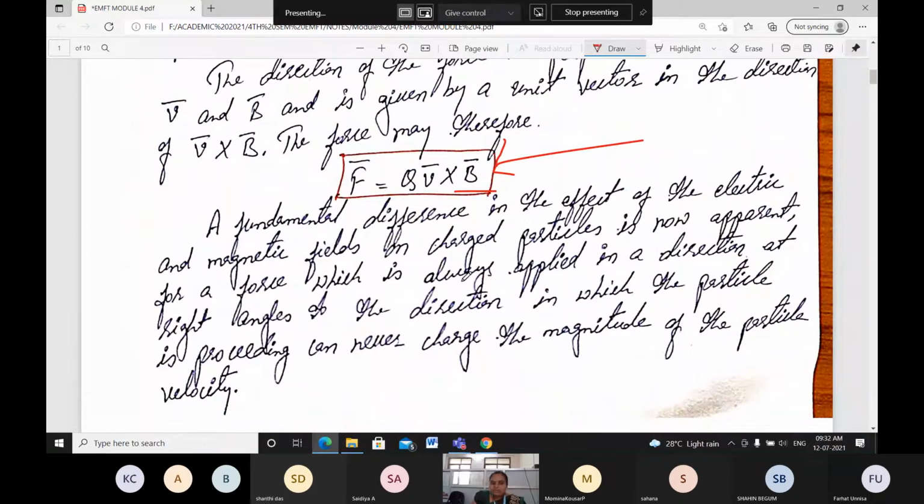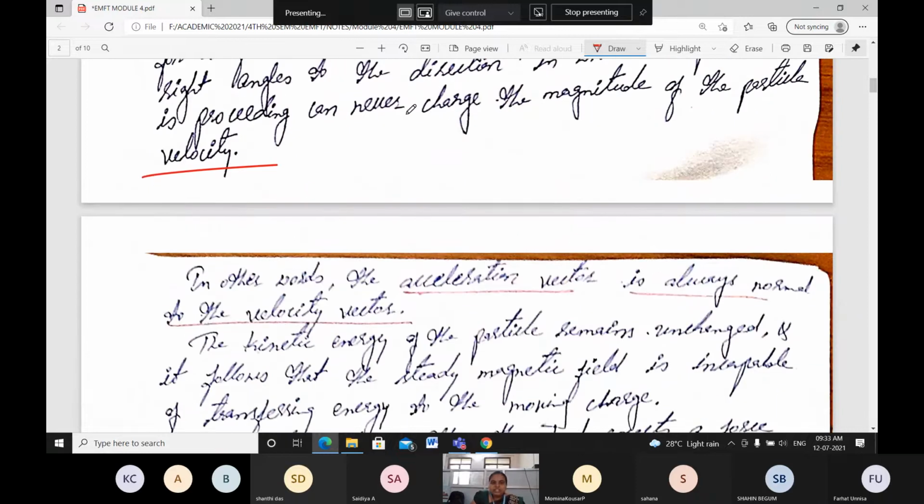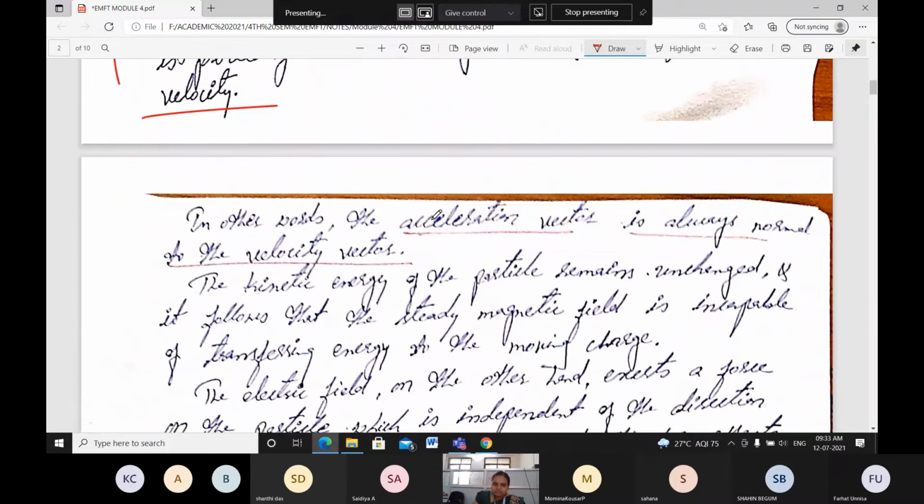The force is always applied at right angles, perpendicular to the direction of movement, as we said previously. The same thing here: the force is at right angles to the direction in which the particle is proceeding, which can never change the magnitude of the particle velocity. In other words, we can say that this is an acceleration vector.